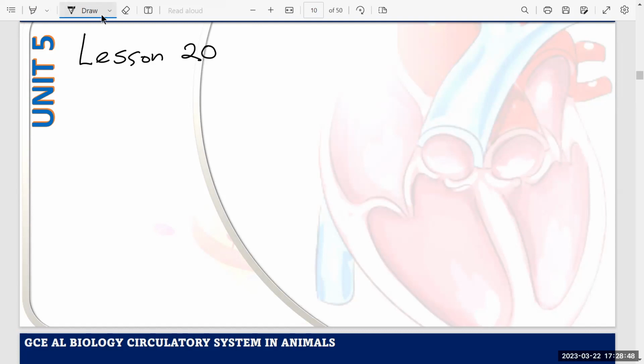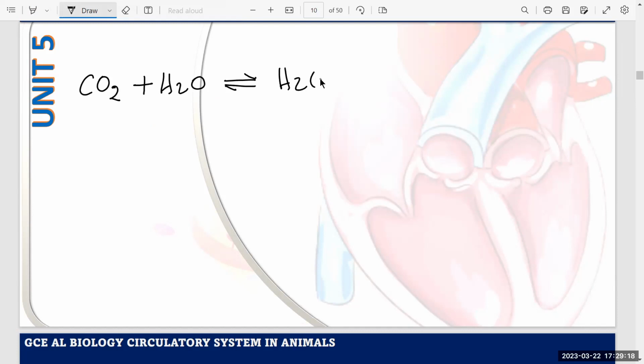Sir, can you explain the chemical reaction with carbonic acid? Okay. So carbon dioxide can combine with water to form carbonic acid.